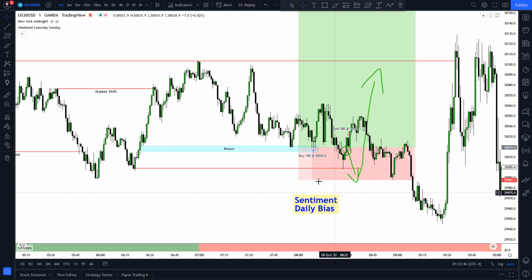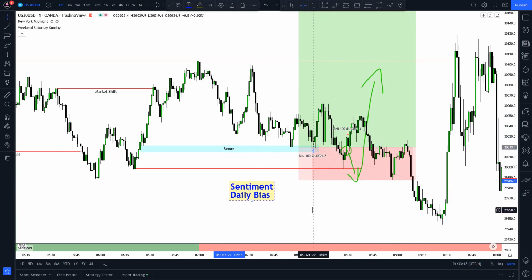If you guys stick around, after I talk about this trade, I'll mention why I decided to be bullish, so my sentiment analysis and my daily bias analysis.